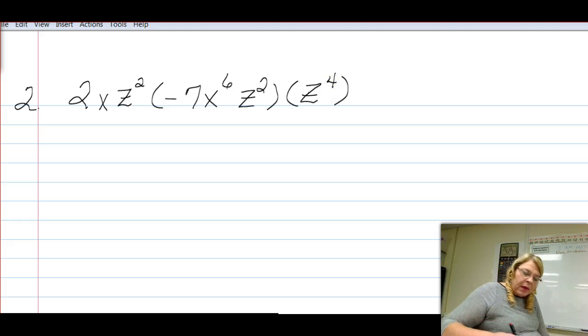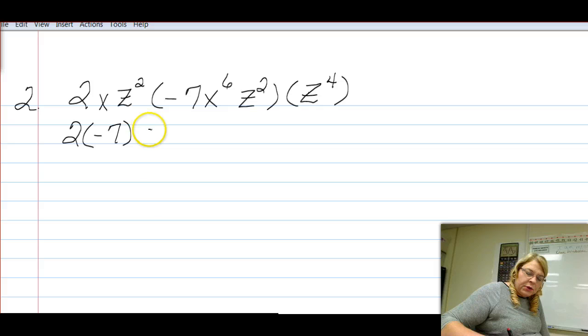I want to multiply the coefficients of 2 and negative 7. And then I want to take all of my x. This is a base x, it would have an exponent of 1. This is a base x, it has an exponent of 6. So I add those exponents. Then I do the same thing for the base of z. I have a z squared here, a z squared here, and a z to the 4th there.